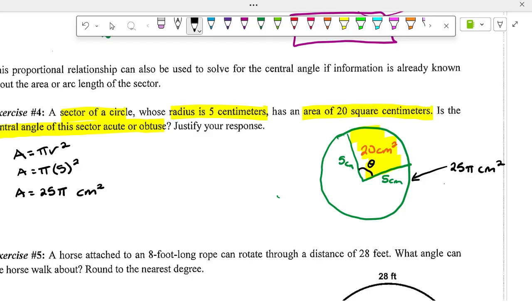Now, I want to know how much 20 centimeters is of that 25 pi centimeters. So what fraction is 20 centimeters of 25 pi centimeters? How do I set that up? I want to know how much, fraction-wise, this piece of the pie is. So I don't have the angle to do that, but I have enough information to do that. How do you think I would do that?